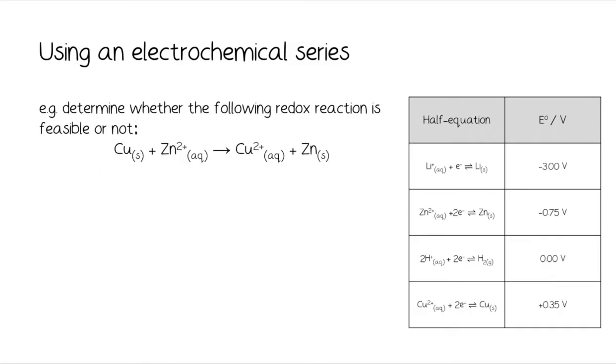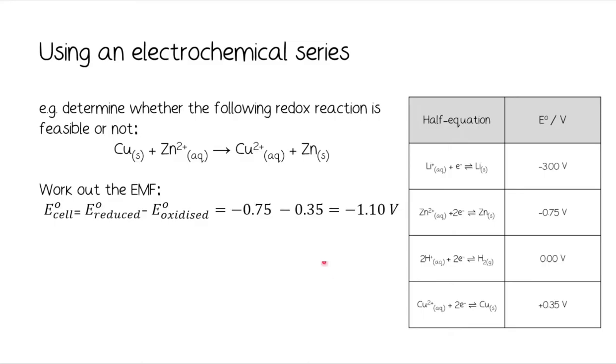So what we do is we work out the EMF using the numbers they've given us in the way they want it. So again, we've determined that the copper is being oxidized and the zinc is being reduced. So the EMF formula is reduced minus oxidized, which would be minus 0.75. The zinc is being reduced minus the oxidized copper, which is plus 0.35. And that gives us a value of minus 1.10 volts.